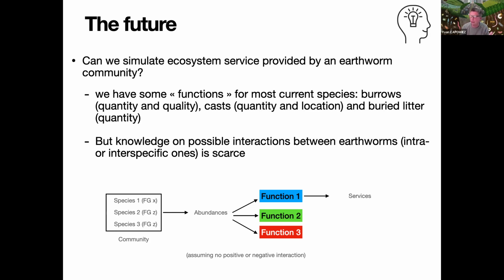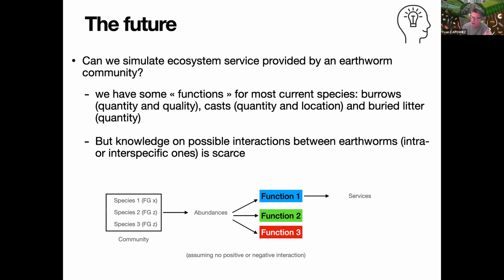The main limit here is that we know very little about possible interaction between species or between earthworms of the same species. But if you have communities, if you assume there is no big interaction between worms, you can multiply traits per species by abundance and you can compute the amount of functions. For example, the amount of burrows that should be burrowed, the amount of litter that can be buried, etc. This is something interesting. This is something purely theoretical for the moment, but we will try to validate that with some colleagues in the future.